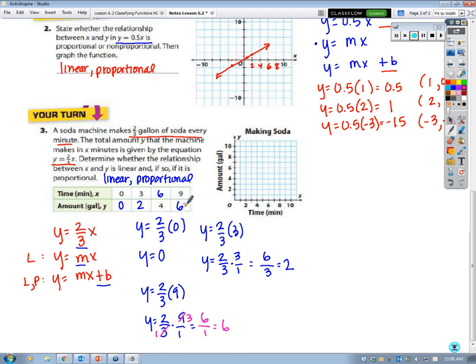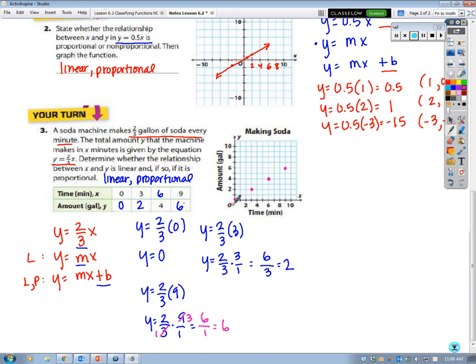So the equation shows us it's linear and proportional. The table shows us it's linear and proportional, and I bet the graph is also going to show us that it's linear and proportional. So my first point here is 0, 0, and I'm just pulling those points from the table. Then I've got x is 3, y is 2 from the table, and then the next one would be x is 6, y is 4. And then finally I've got x is 9, and y is 6.